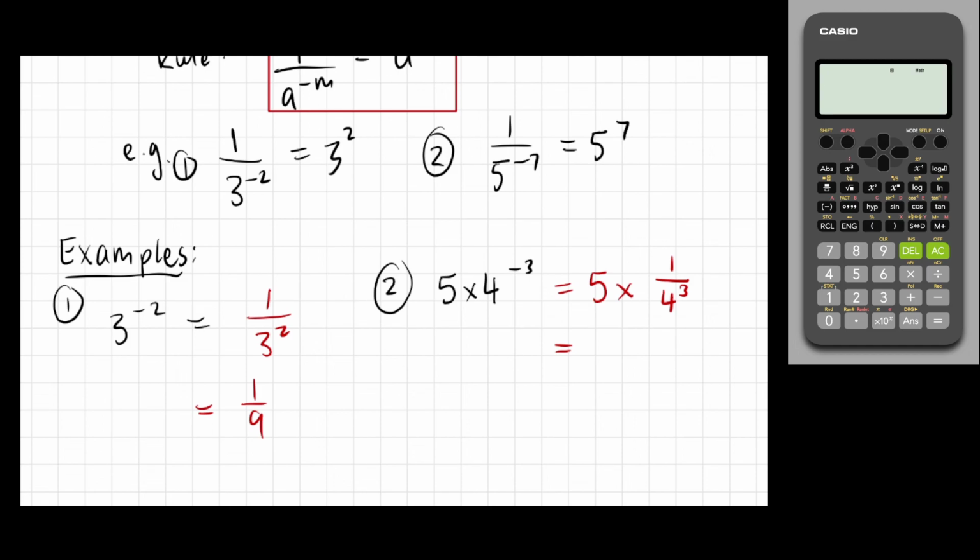Or we could combine these two fractions. So if we want to multiply two fractions, remember 5 is the same as 5 over 1. So this is the same as 5 over 1 times 1 over 4 to the 3. Remember the rule for multiplying fractions, you just times the tops and times the bottoms. So 5 times 1 is just 5, and 1 times 4 to the power of 3 is just 4 to the power of 3. And that's our answer there.